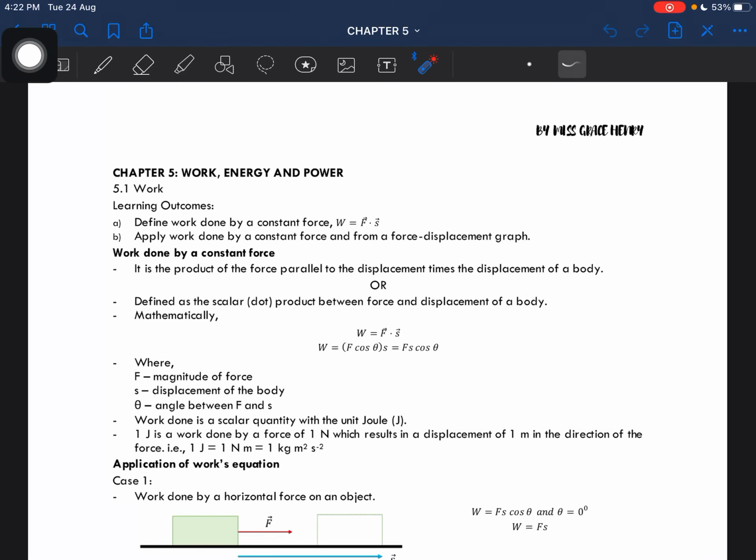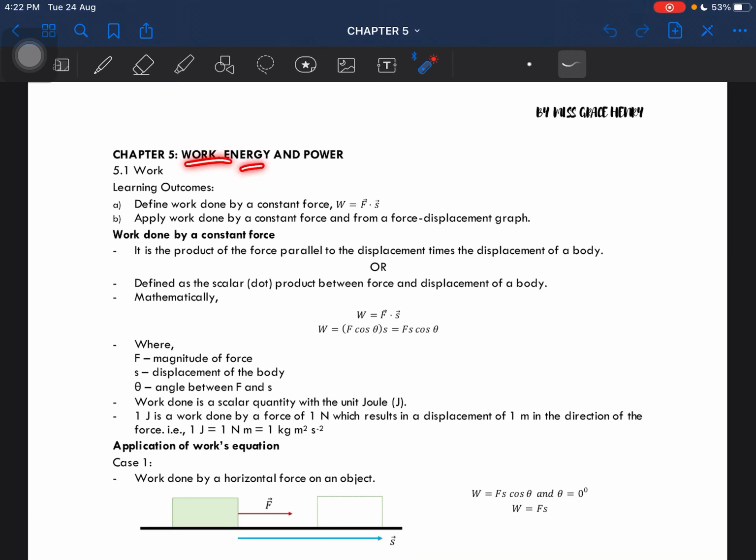Hello everyone, welcome back. Today we will be entering chapter 5, which is on work, energy and power. So I guess there'll be 3 subtopics explaining these 3.